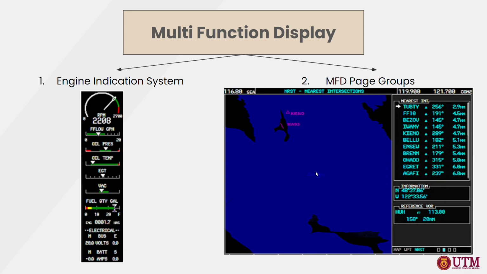And some pages are organized in groups of related pages called page groups. So you have to think of the page group as a chapter in a book, and the pages as the pages within each chapter. There are three page group modes, which are the map page group, the waypoint page group, and the nearest page group.